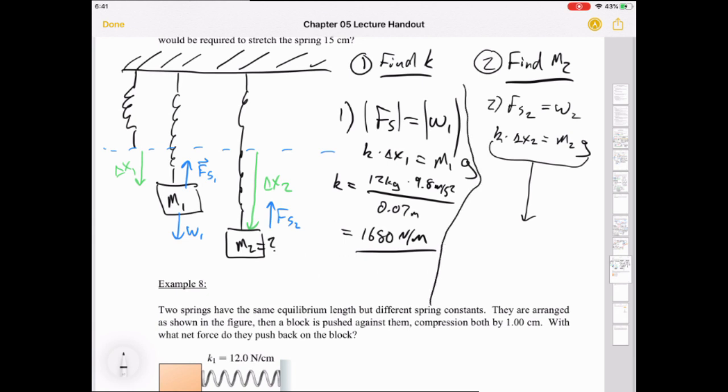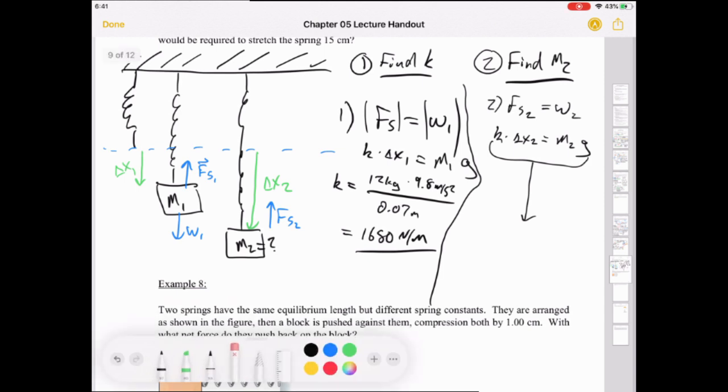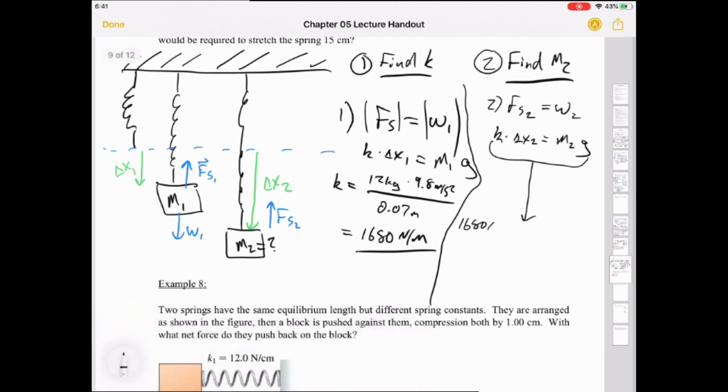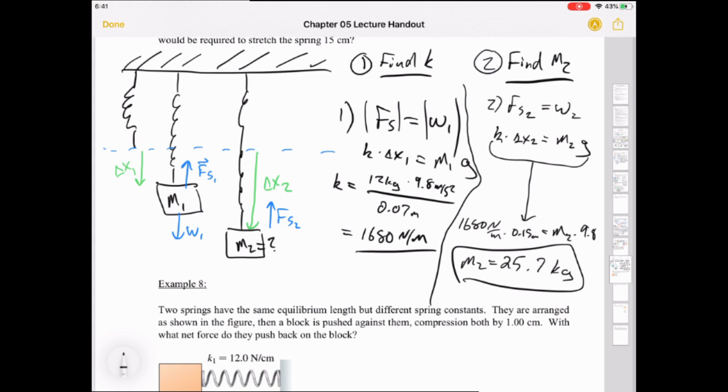Okay. So, K. Sorry. That's 1680 newtons per meter times 0.15 meters equals M2 times 9.8. If you do that math, you end up with 25.7 kilograms. Fabulous. Okay. So this is actually a pretty simple problem. I tried to go through it pretty explicitly so you could get a sense of the procedure.